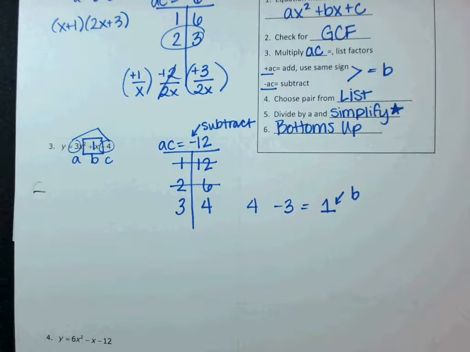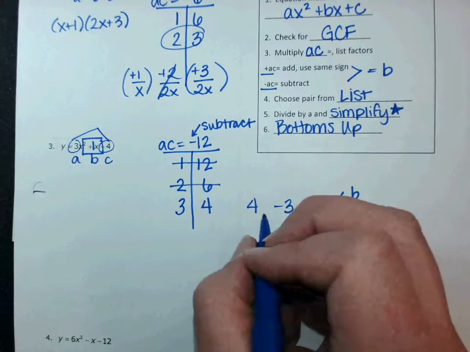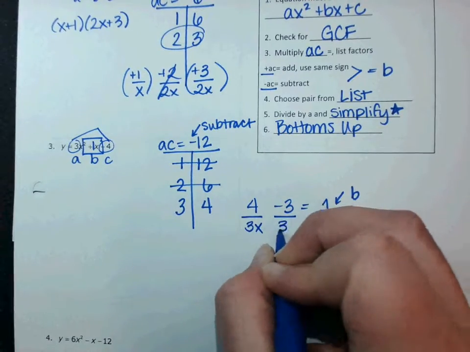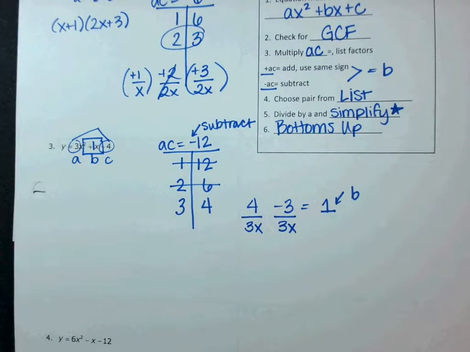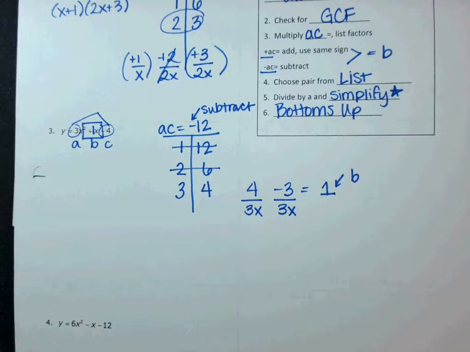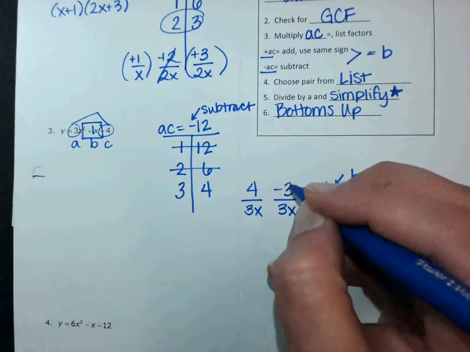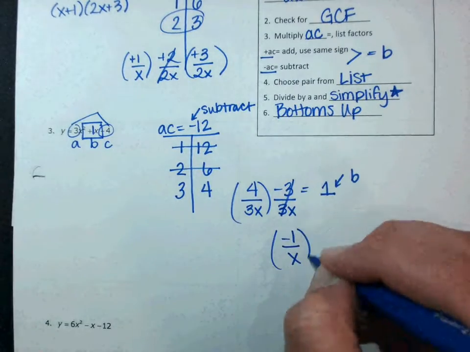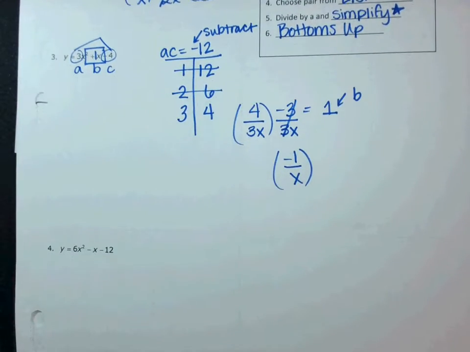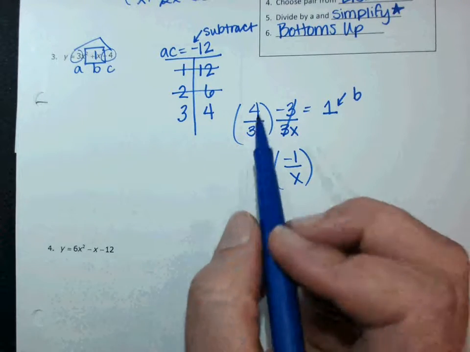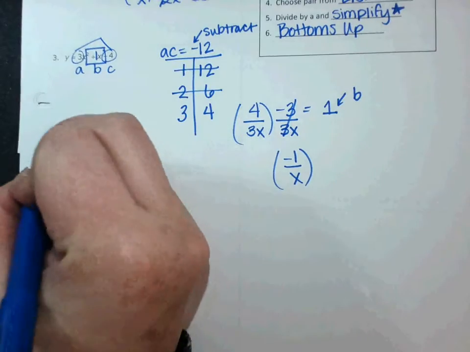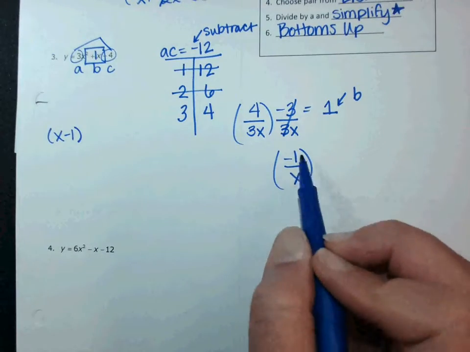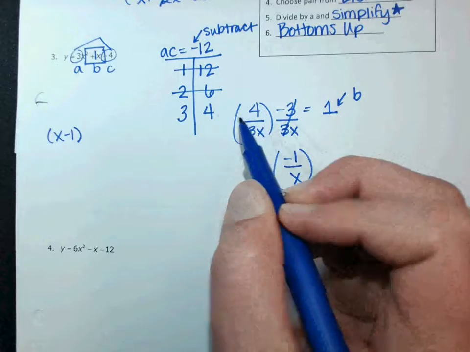What is my A to divide by with x? 3x. Now, one of them should always reduce. Sometimes both of them reduce, but in this case, which one can divide by 3? 3. Okay, the negative 3x. What is negative 3 divided by 3? Negative 1 over x. Those are your fractions. And then from there, you'd go bottoms up. What's my first parentheses? Okay, x minus 1. The order doesn't matter as long as you get both of them. So x minus 1 here. What about this one? 3x plus 4.